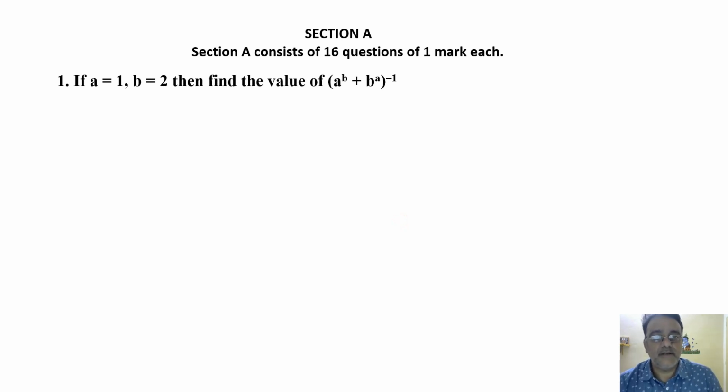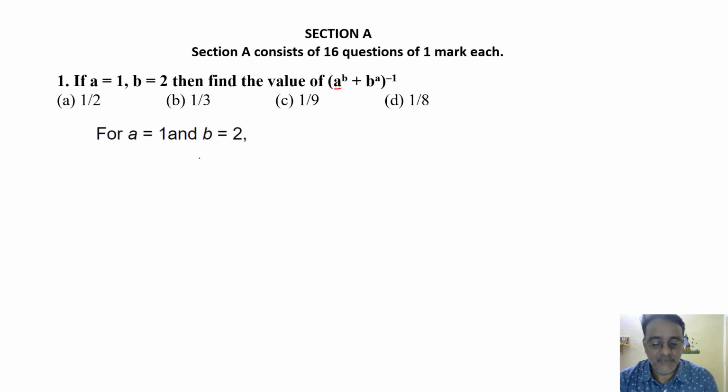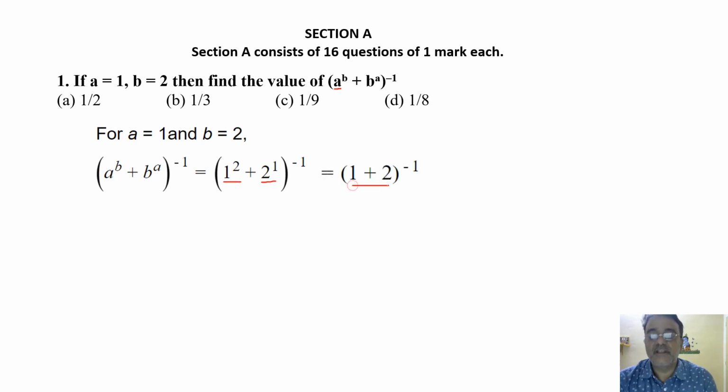If A is equals to 1, B is equals to 2, then find the value of (A to the power B plus B to the power A) whole to the power minus 1. So for A is equals to 1, B is equals to 2, we have to substitute both the values. ठीक है. So ध्यान से देखो, मैं substitute कर रहा हूँ 1 to the power 2 plus 2 to the power 1. This will become 1 and this will become 2. So 1 plus 2 to the power minus 1 and this is 3 to the power minus 1. तो उसको हम लोग कैसे लिखेंगे? 1 upon 3. So the correct option is B.